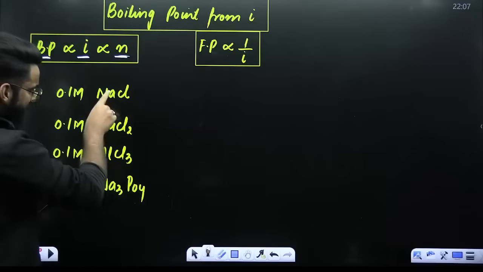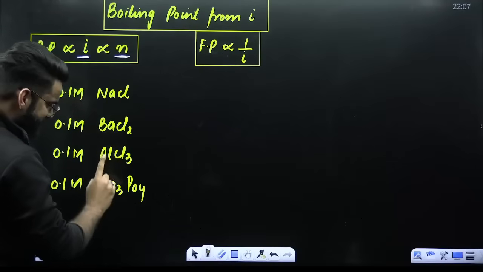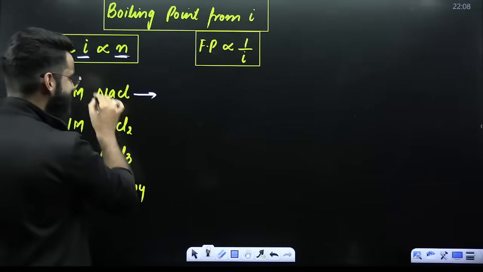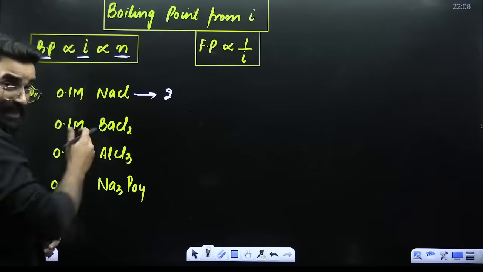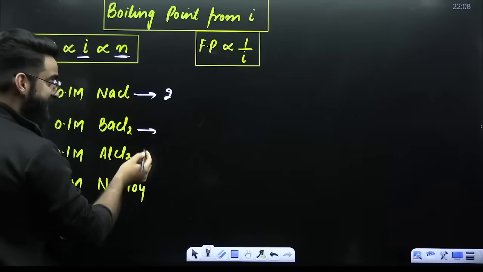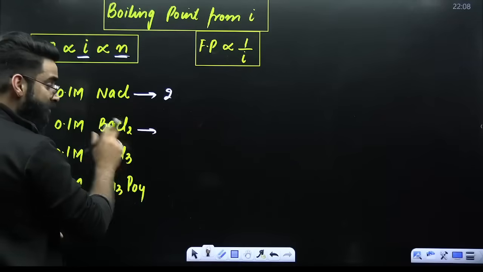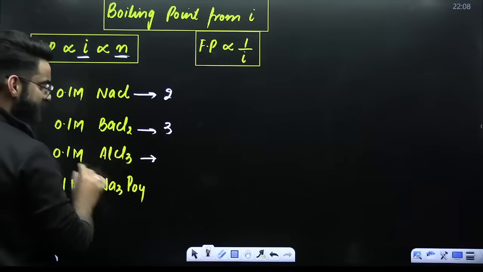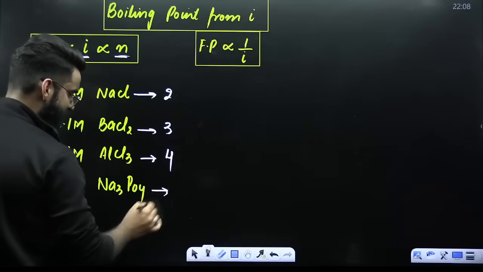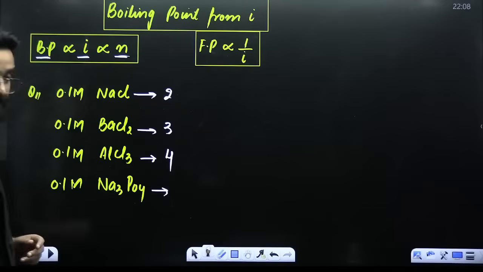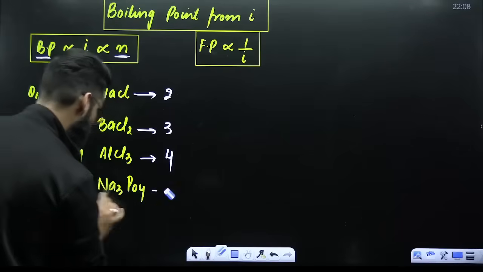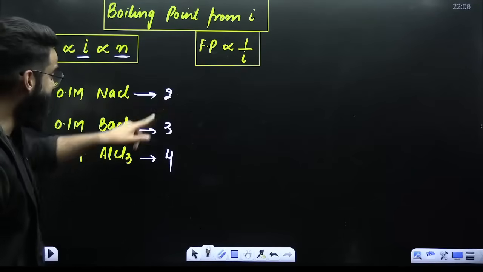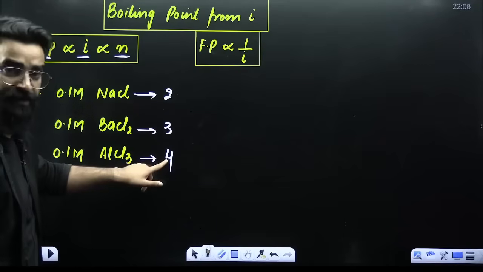For example, you have got NaCl, BaCl2, AlCl3, Na3PO4. So when NaCl goes into the solution, how many ions is it going to give? 2 ions, Na+ and Cl-. BaCl2 will give 1 Ba2+ and 2 Cl-. So in total 3 ions. This will give 3 Cl-, 1 Al3+, 4 ions. And this will give how many exactly? Let me just erase this option. Let me keep only 3 options over here so that it'll be easier for you. So basically this is giving 2 ions, this is giving 3 ions, this is giving 4 ions.